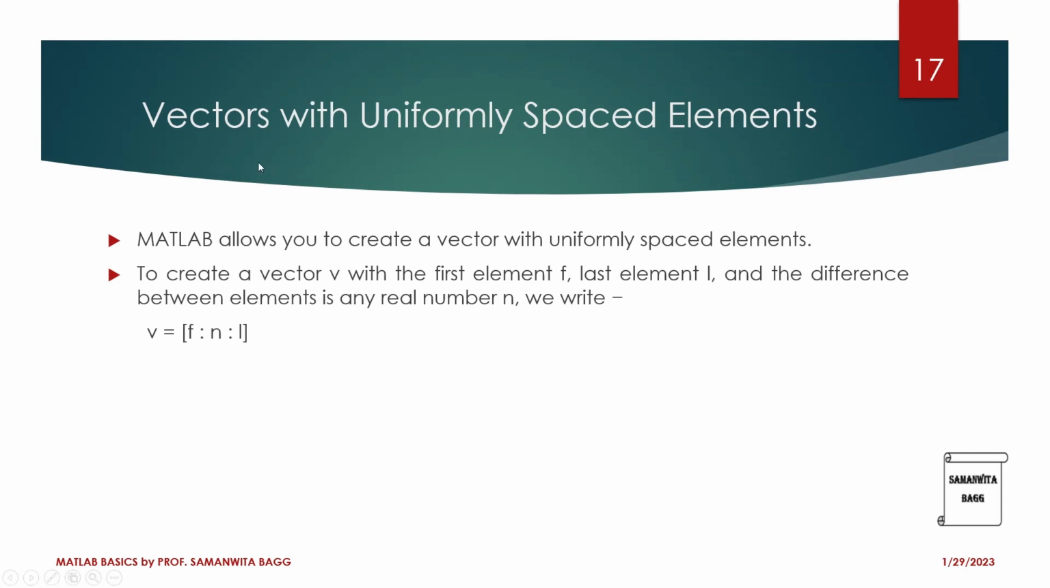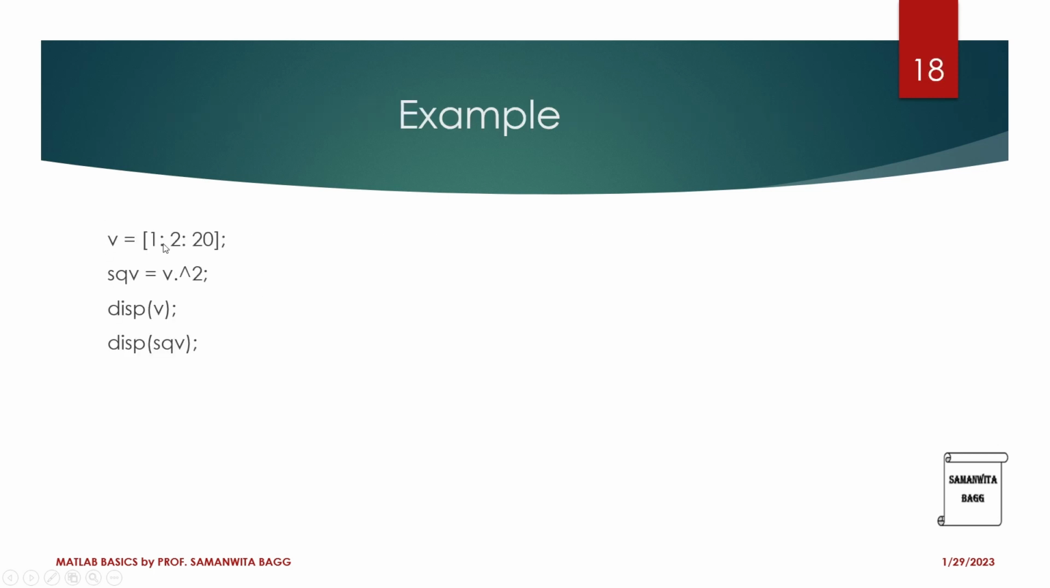Next, we'll see vectors with uniformly spaced elements. MATLAB allows you to create a vector with uniformly spaced elements. To create a vector V with the first element F, last element L, and the difference between the elements is any real number N, we write vector V is F colon N colon L. So 1 colon 2 colon 20, where 1 to 20 is the number series and 2 is the step value. So the numbers will be 1, 3, 5, 7 accordingly. If you're finding square of this vector V, it is V dot raised to 2, and you can just display this value.